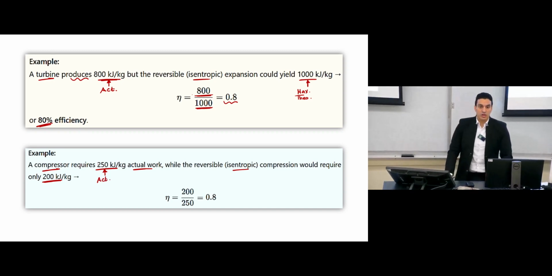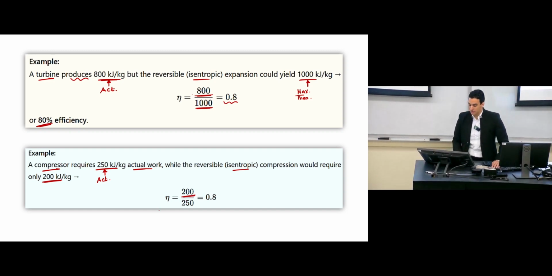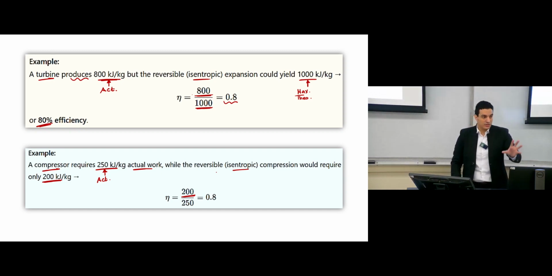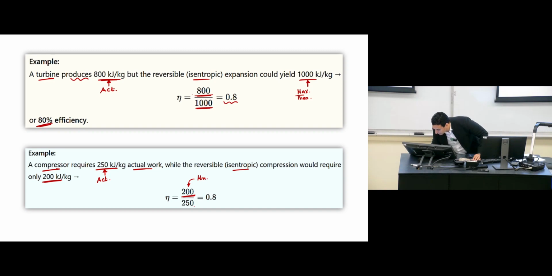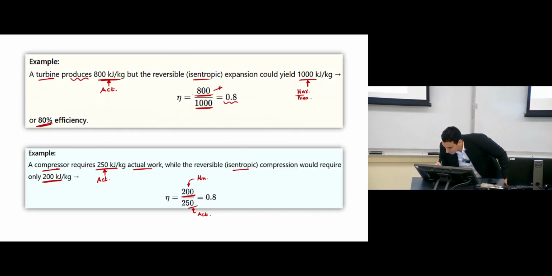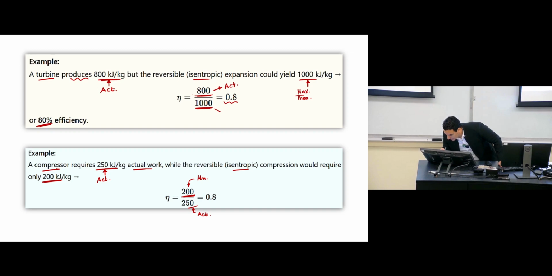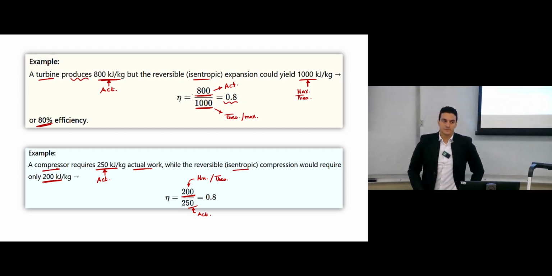So if you need to calculate the isentropic efficiency for this compressor, it would be the theoretical amount this compressor needs, or the minimum amount, divided by the actual amount this compressor needs. So you see the difference. Here we have actual divided by theoretical or maximum, but here we have minimum or theoretical divided by actual. Is it clear?